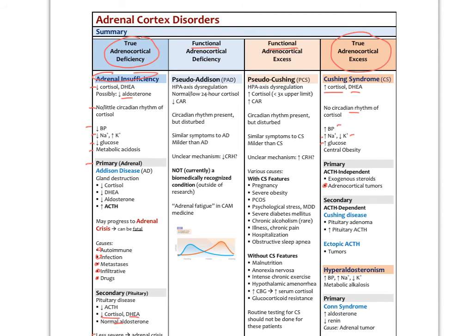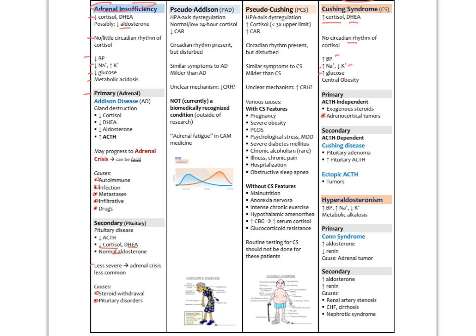Secondary would be ACTH dependent, and that would be either Cushing disease from pituitary adenoma or ectopic tumors, which are releasing ACTH. And then I put on here hyperaldosteronism, and that's going to be the Conn syndrome. High blood pressure, high sodium, low potassium again, metabolic alkalosis in this case.